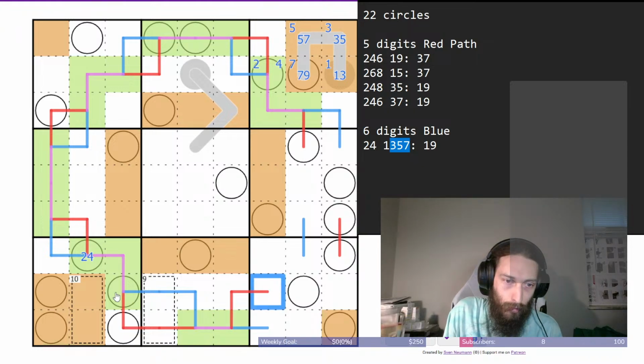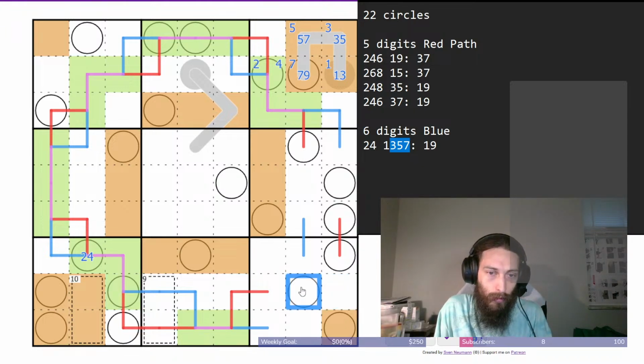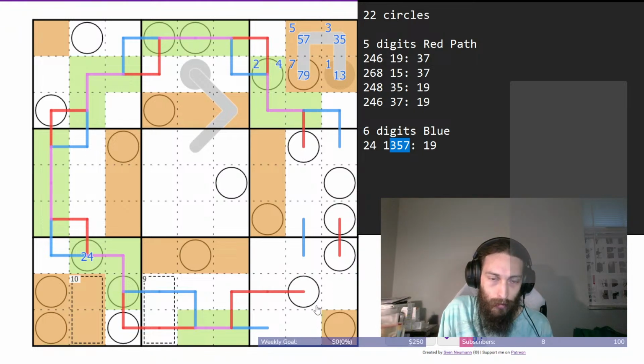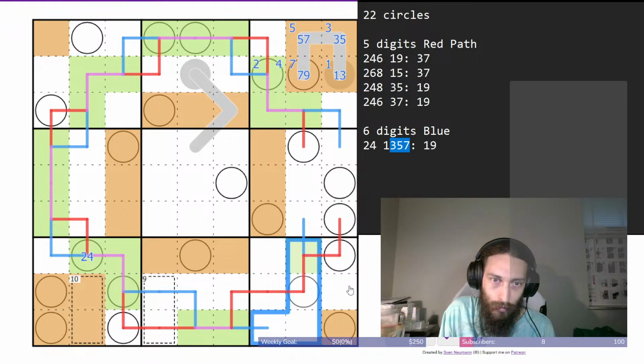And now red has 1, 2, 3 here. So I need to take one more of these two. It's going to have to be this one that red takes. And then it can't go right again, so it's going to have to go up and right. And now this one ends up being blue. And now blue, there's 3 here and 3 here. So I need to take a 4th one, and then I need to go straight up.